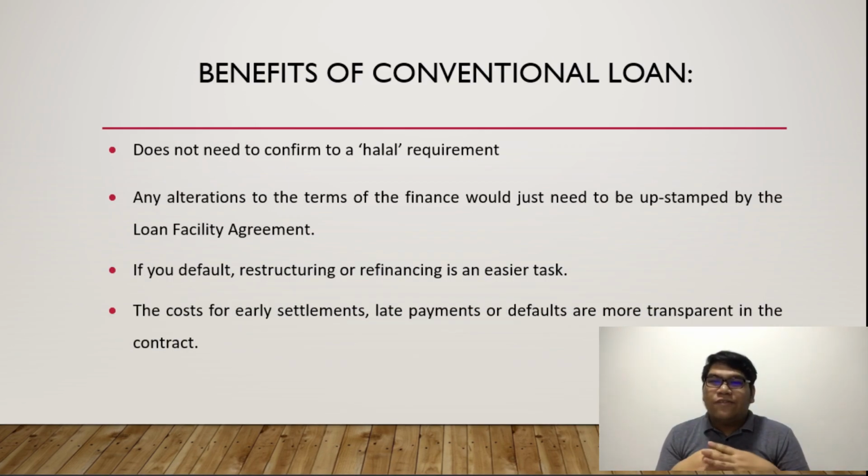There are several benefits of a conventional loan. First, it does not need to conform to a halal requirement. This means that you are allowed to purchase any type of non-halal products and services using a conventional credit card. Second, any alteration to the terms of the finance would just need to be stamped by the loan facility agreement. Third, if you default, restructuring or refinancing is an easier task. And lastly, the costs for early settlement, late payments or defaults are more transparent in the contract.